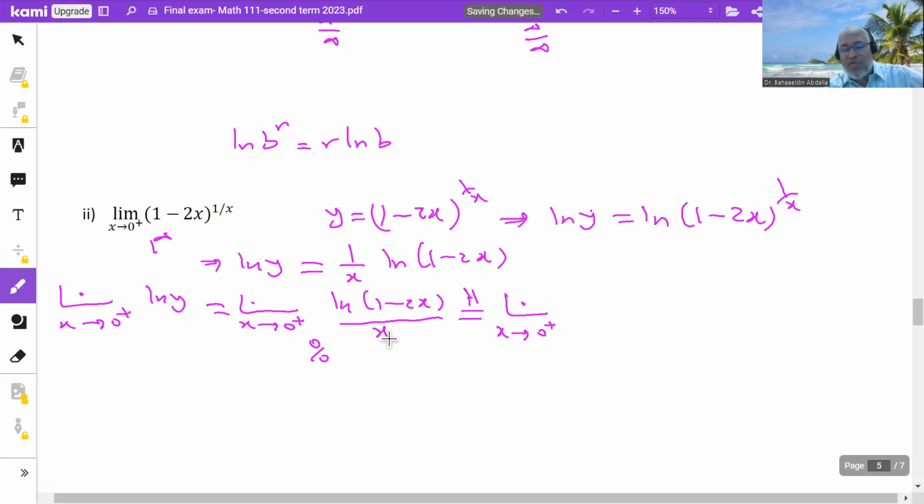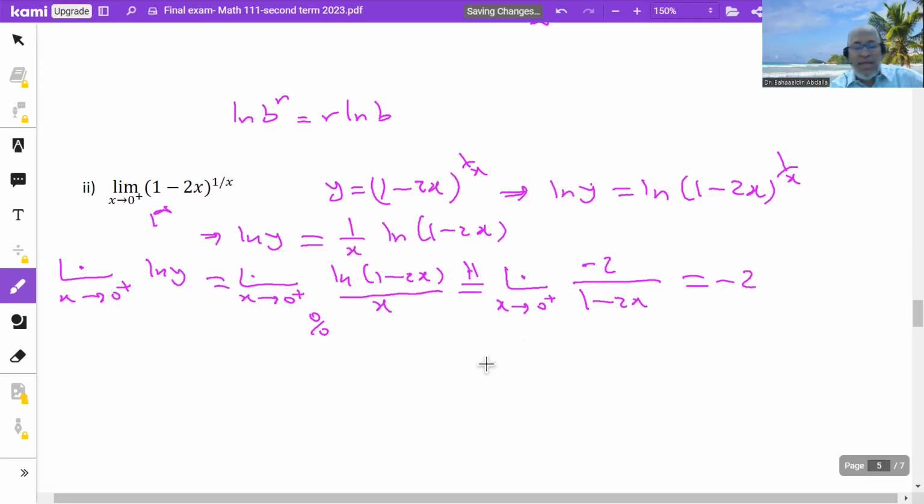Derivative of x is 1. Derivative of ln(1 minus 2x) is 1 over (1 minus 2x) times negative 2. So over 1, there is no need to write over 1. Now, if you replace x by 0, I'll get negative 2 over 1, that's negative 2. So the limit of ln y is negative 2.